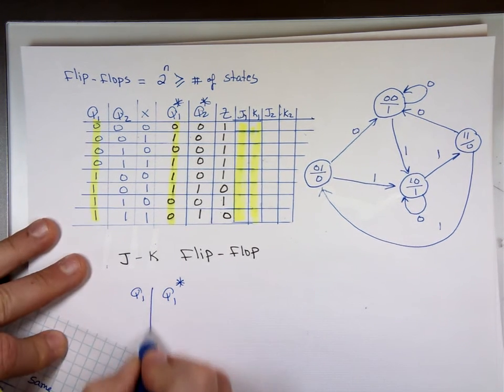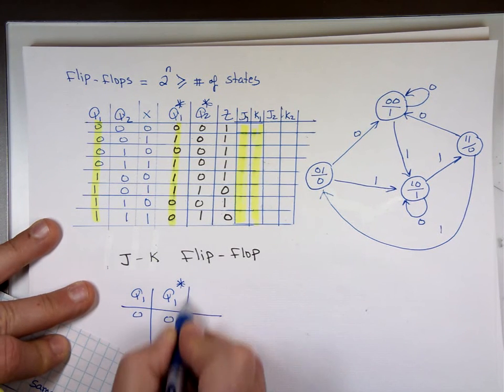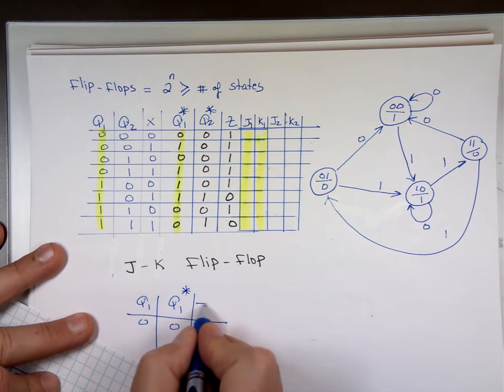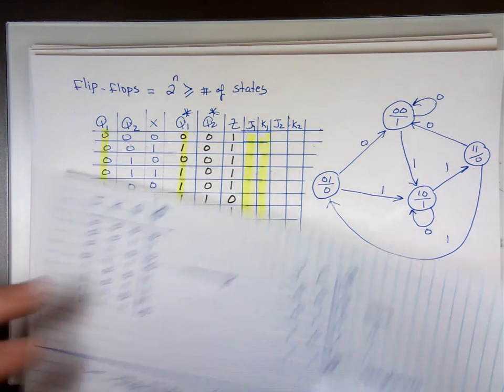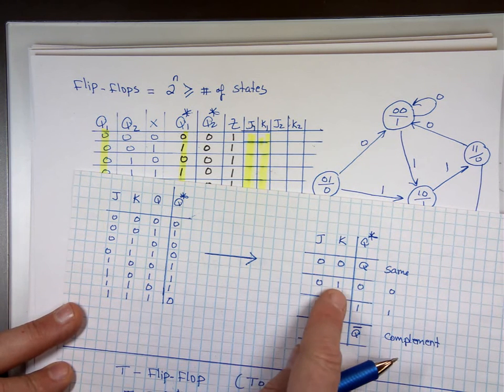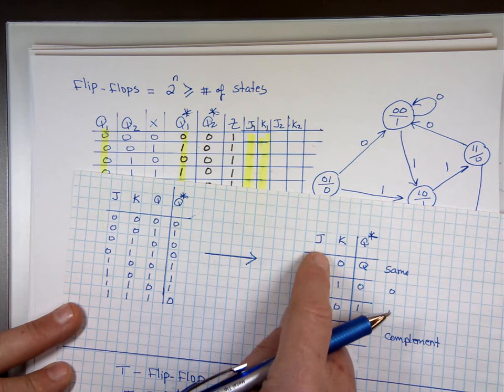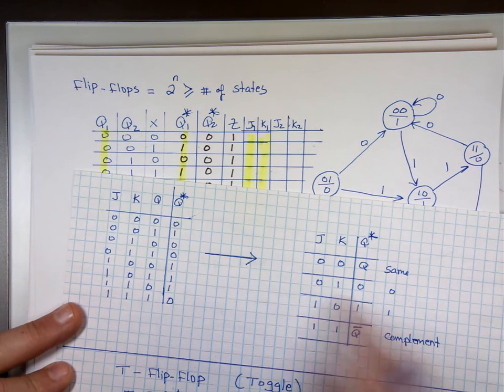From 0 to 0, I need J and K. I can accomplish that by either making J and K 0, 0 or 0, 1. So basically, as long as J is 0, who cares what K is? Either option. So it is 0 and don't care.